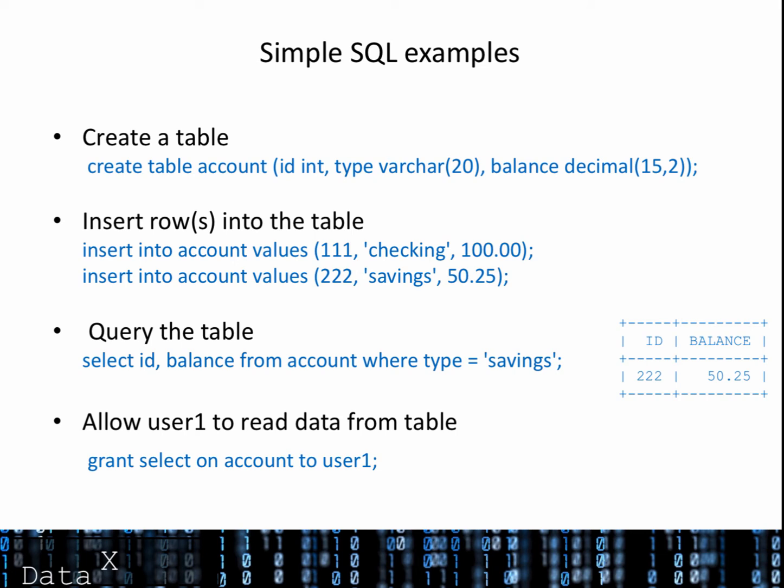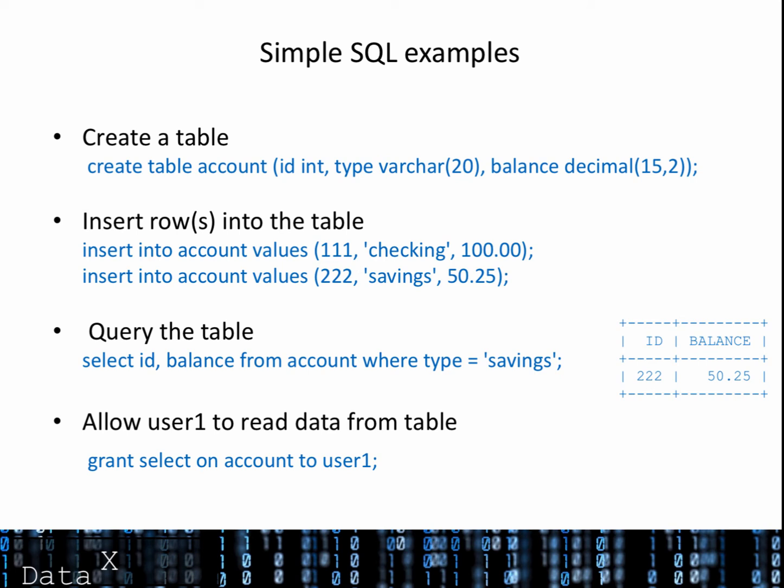Next, I'm going to insert some data into the table, and in this case I'm inserting 2 different rows or records into the table. I simply write an insert statement that provides appropriate values for each of the columns that I've specified in my table. Having done that, I might want to query my table.